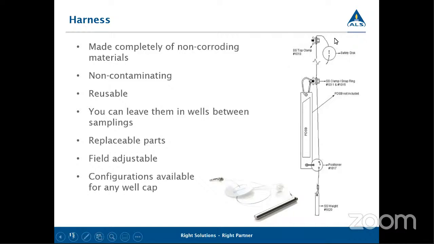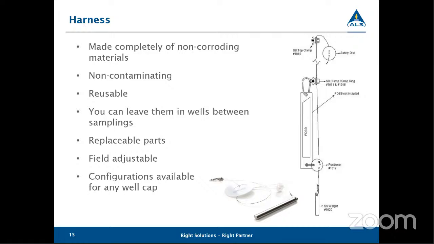We are able to customize this top section. Again, it can be a hook, it can be a fixed loop, it can be just the safety disc. We can give you a little bit extra line on the top there. The clamp where the passive diffusion bag is actually hung from in the well, we can make those fixed. We can make those so they can be adjustable in the field.